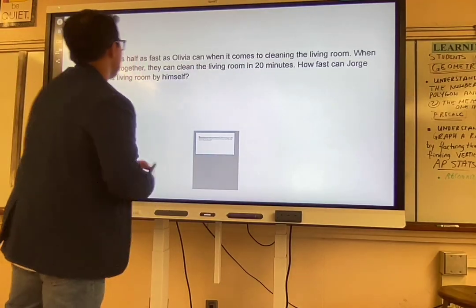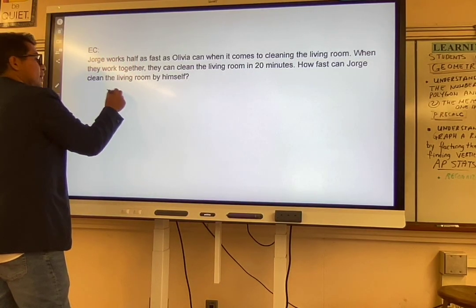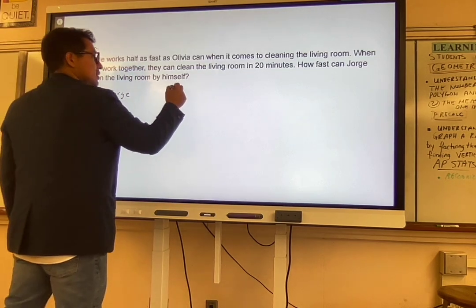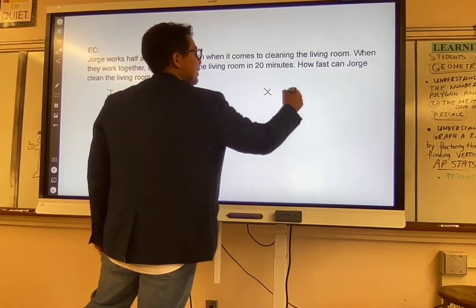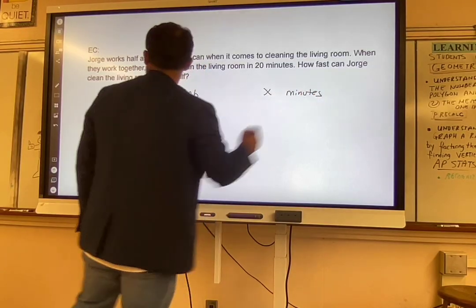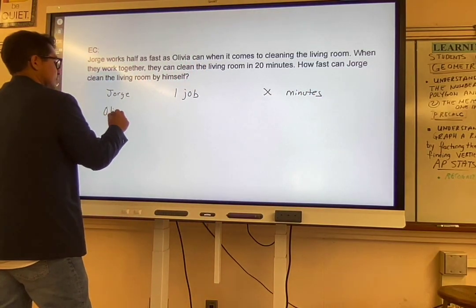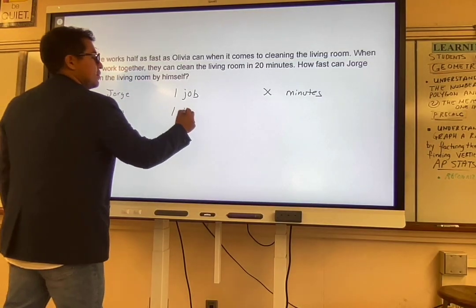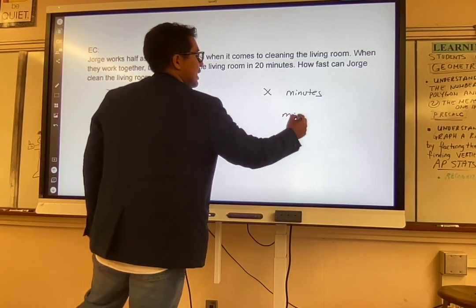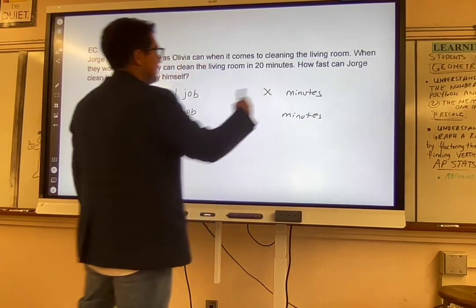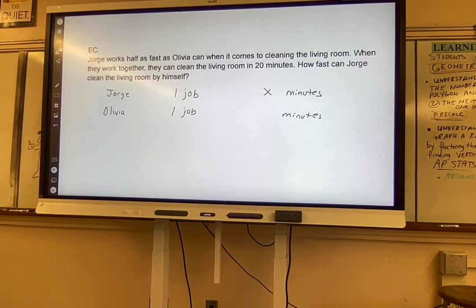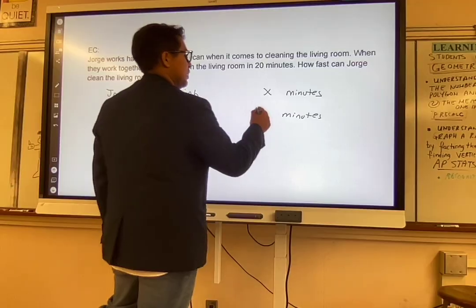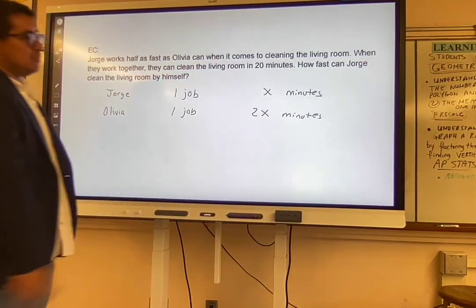Okay, so for this kind of problem, I recommend writing it out this way. Jorge cleans the room, aka he does the job, the one job, in I don't know how many minutes, okay? So I'm gonna write it as x minutes. Olivia does one job in how many minutes? Now, I don't know how many minutes either of these people do, but I do know that Jorge works half as fast as Olivia when it comes to doing this stuff, okay? So what I could do is maybe put a 2x like that, and then guess, right?